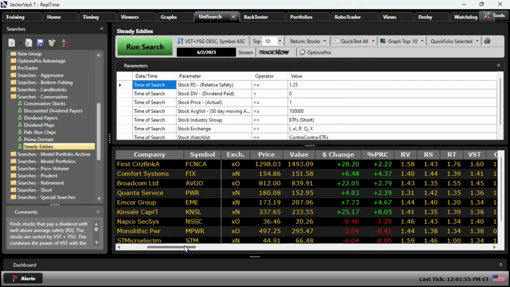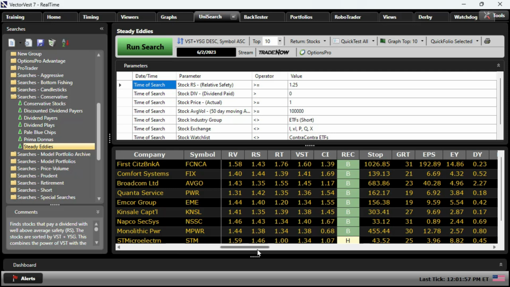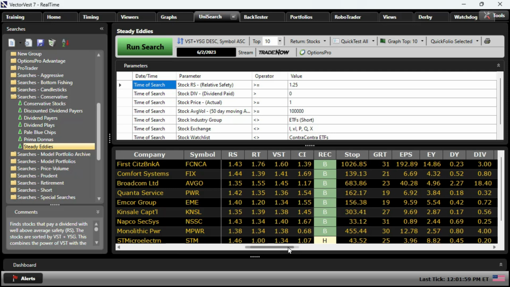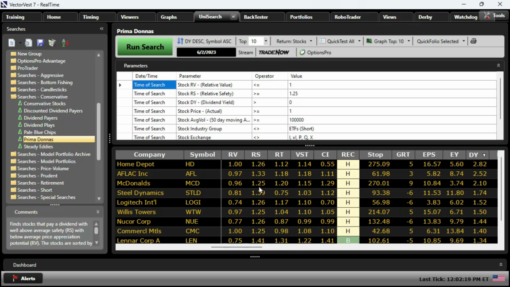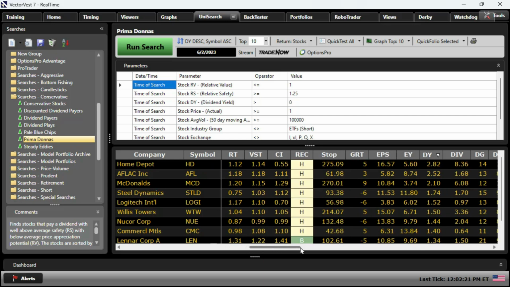And the beauty of these searches, if I scroll over a bit, is that we'll see the dividend information, and they're all dividend payers. The yields aren't real high here in Steady Eddies, but let's go to Prima Donnas, another search. Relative safety has to be above 1.25, and this one is sorted by dividend yield. But again, if I come back here, relative safety numbers are strong.